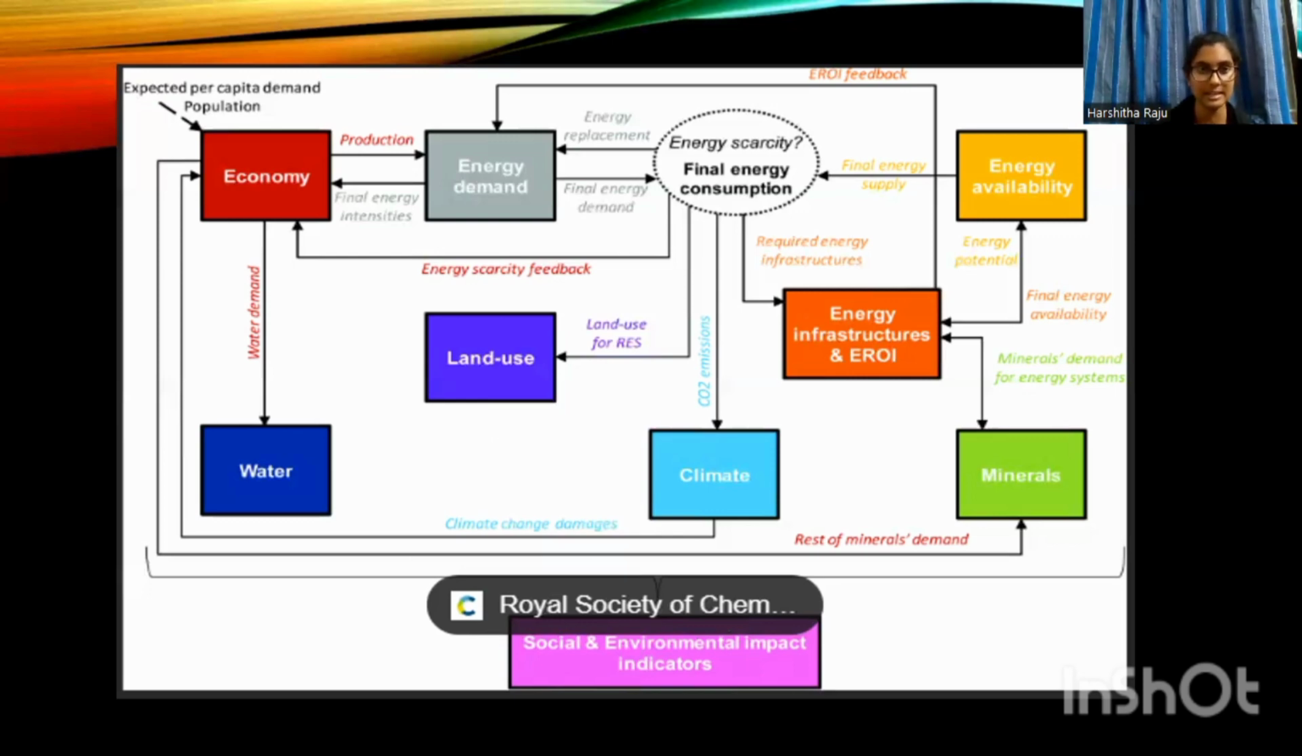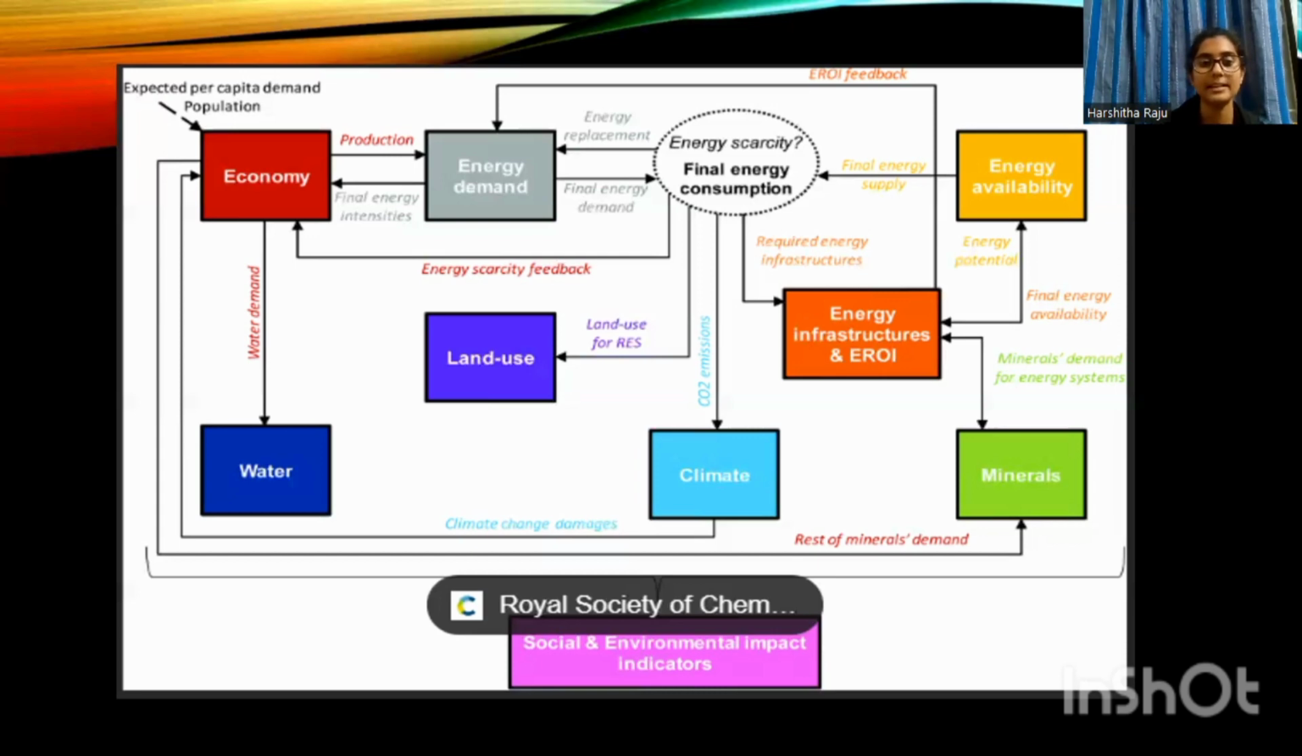Now we'll also see the 5 stages and how these social and environmental impact indicators will affect the economic analysis. First we have the economy that gives rise to the energy demand. This energy demand will lead to energy scarcity, and it will finally give the availability of energy. This energy availability will lead to the proper supply, then energy replacement, and then energy intensities.